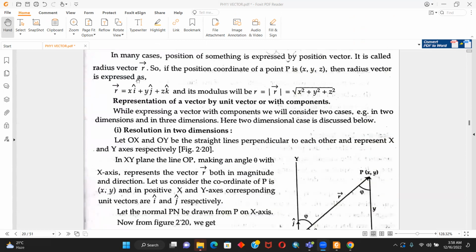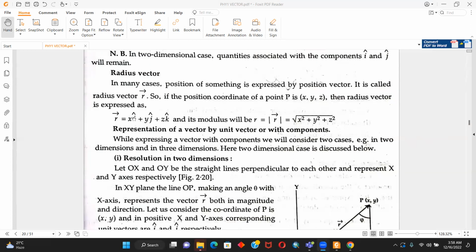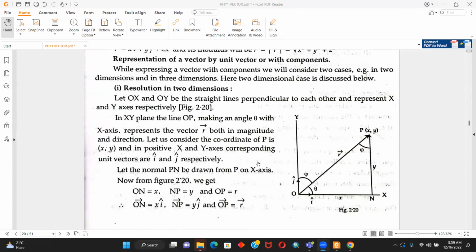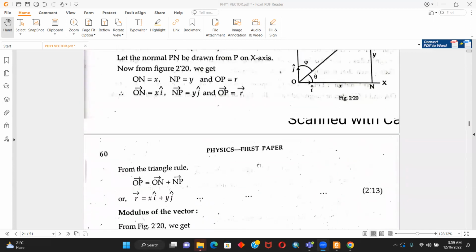All right. So radius vector, we have already read about that. So it is xi hat plus yj hat plus zk hat, and modulus will be obviously, you understand, square root of the coefficients, right? That is square root of x squared plus y squared plus z squared.